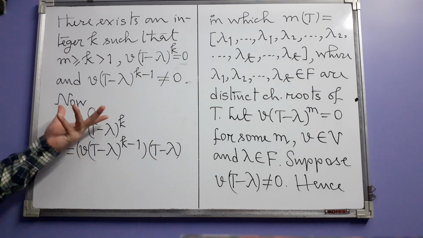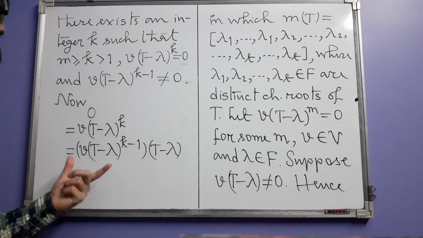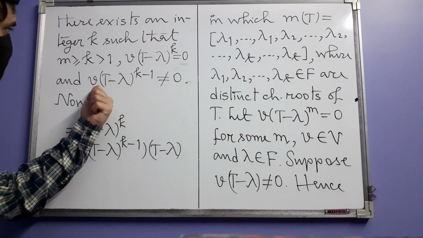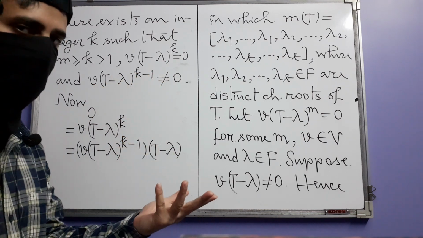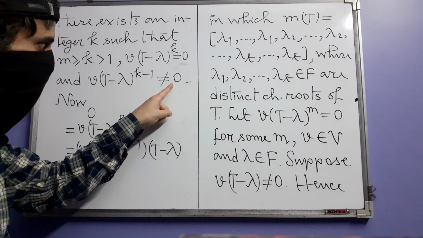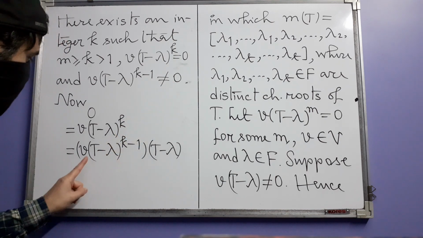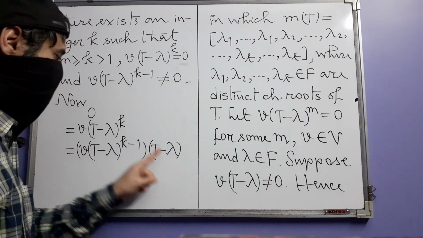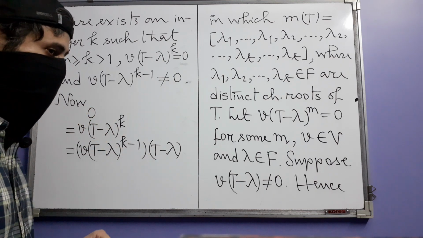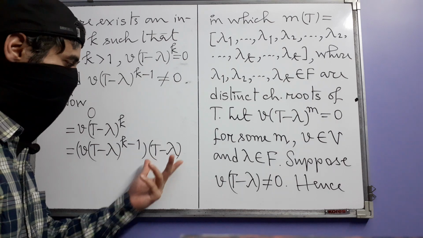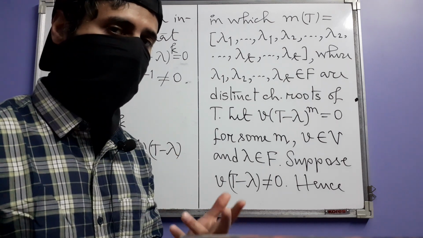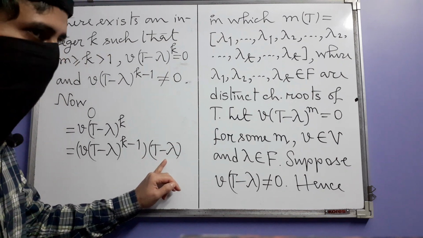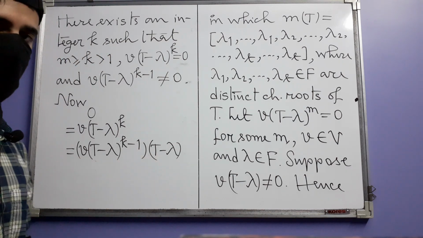Okay, now what does this equation tell us? Note that applying t minus lambda to the power k minus 1 on v after all gives us what? It gives us a vector, and that vector is non-zero. That means on that non-zero vector, if I apply t minus lambda, then I am getting 0, which means what? That t minus lambda is a singular linear operator. It's not regular, because in its kernel there is a non-zero vector.